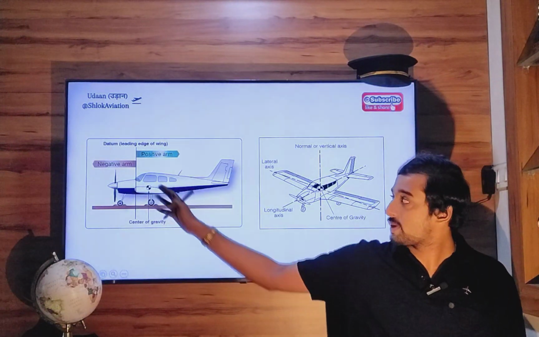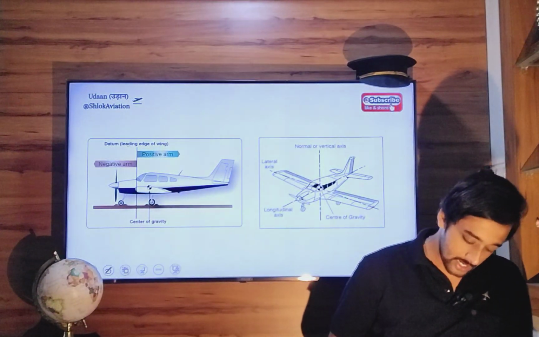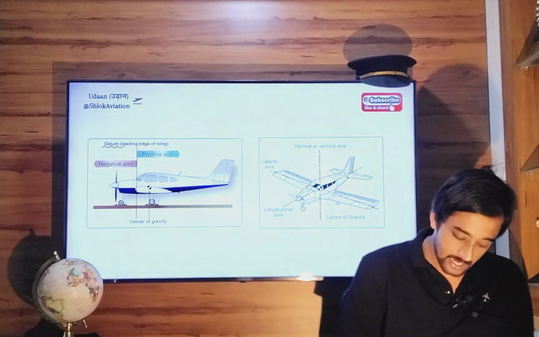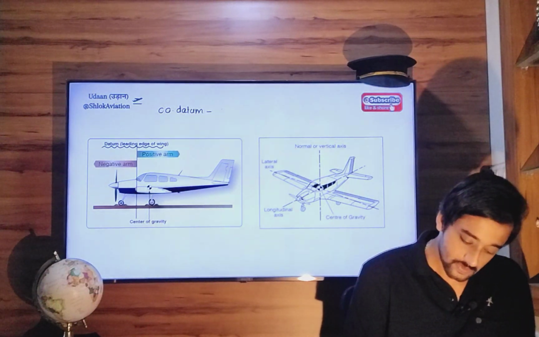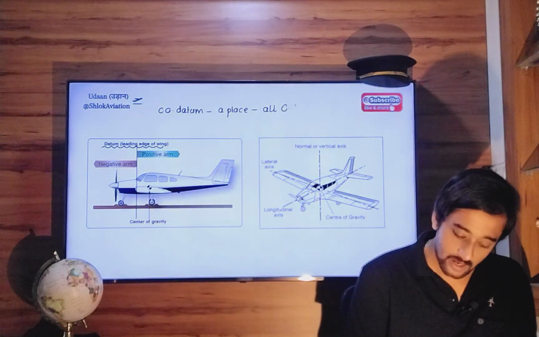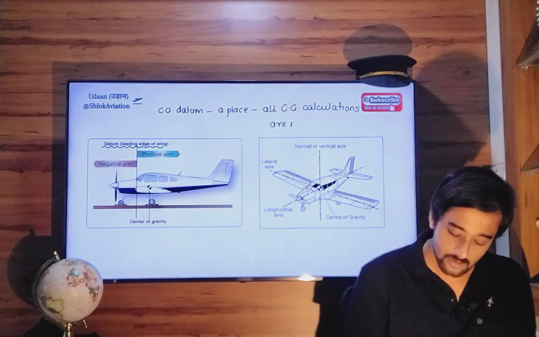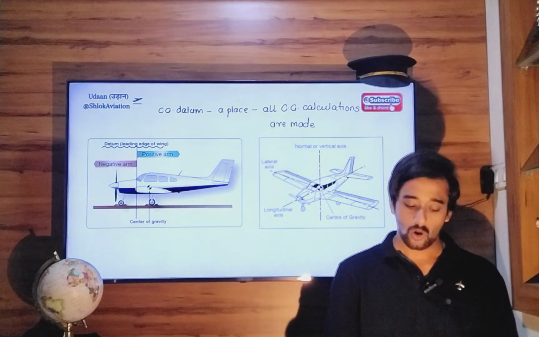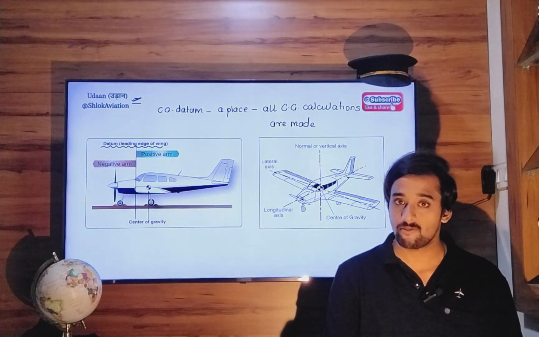Now, in this picture, this black vertical line is your center of gravity datum. Now what is the center of gravity datum? It is a place or a point from which all center of gravity calculations are made. This is the first point, the definition.